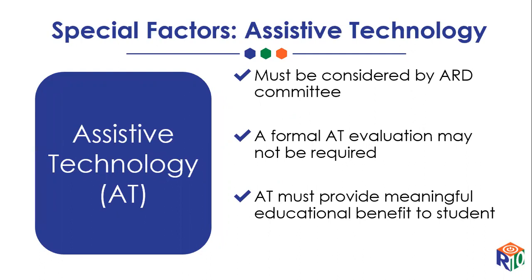Special factors, assistive technology. For all students, assistive technology, or AT, must be addressed. For every student who receives special education services, the ARD committee must consider whether your child needs assistive technology devices and services. Some examples include text-to-speech software, digital recorders, visual schedules, and slant boards. This does not necessarily mean that all students require a formal AT evaluation. There are many items and devices that, depending on your child's needs, can be considered assistive technology. A school is not required to provide students with the best or highest technology available, but technology that provides some meaningful educational benefit.